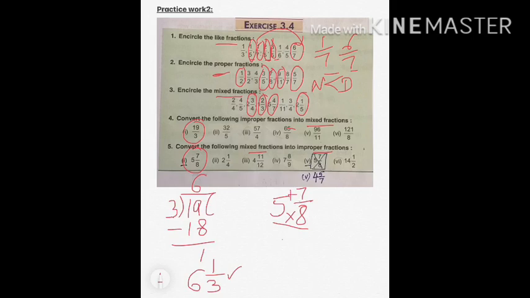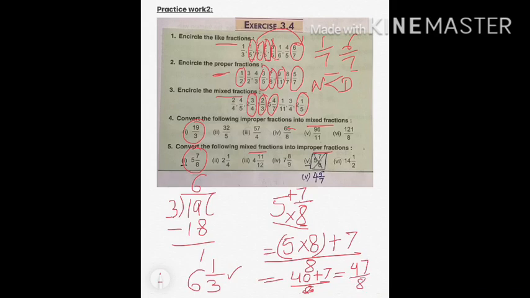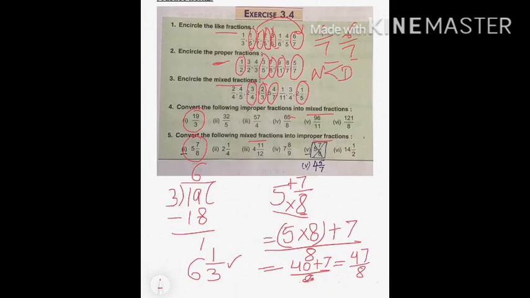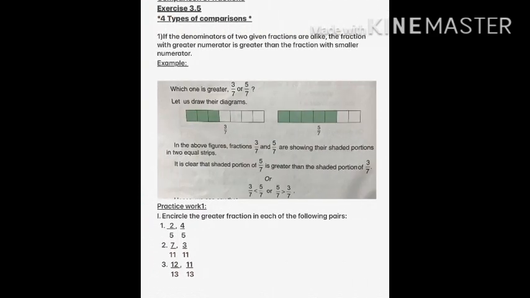So first step you can write here 5 multiplied by 8, and whatever will be the answer you have to add 7 to it, and the denominator will remain the same, that is 8. So here you'll get 40 plus 7 upon 8, and that will be 47 upon 8. So this way you'll get the answer.